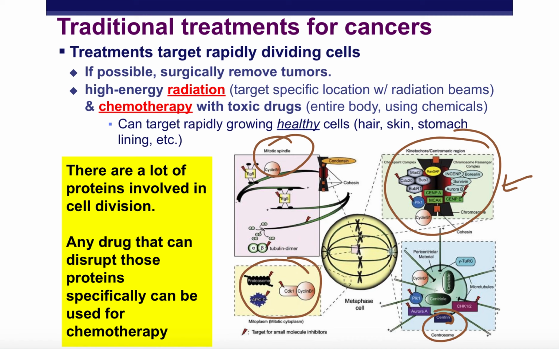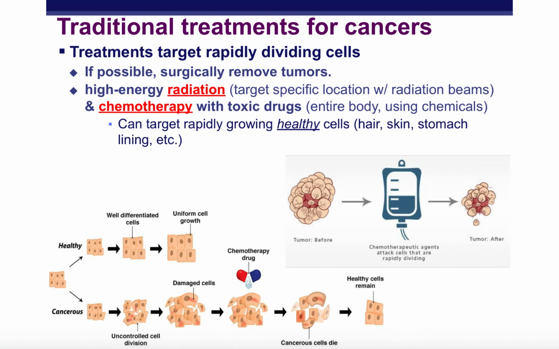So all those proteins are involved in the replication cycle. If you can find a chemical or drug that disrupts it, that drug can become a chemotherapy drug. All right, so the idea here, and this is like the fantasy land one, is that you add the chemotherapy drug and all the over-dividing cells die and only the healthy cells remain. But that's actually an oversimplification of the actual idea.